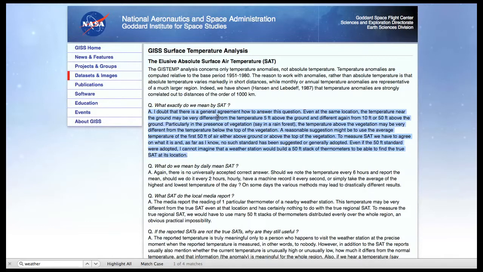To measure surface air temperature, we have to agree on what it is, and as far as I know, no such standard has been suggested or generally adopted. Even if the 50-foot standard was adopted, I can't imagine that a weather station would build a 50-foot stack of thermometers to be able to find the true surface air temperature at its location." So again, even the people who keep the surface air temperature record are admitting that it has to be an artificial construction in some way.